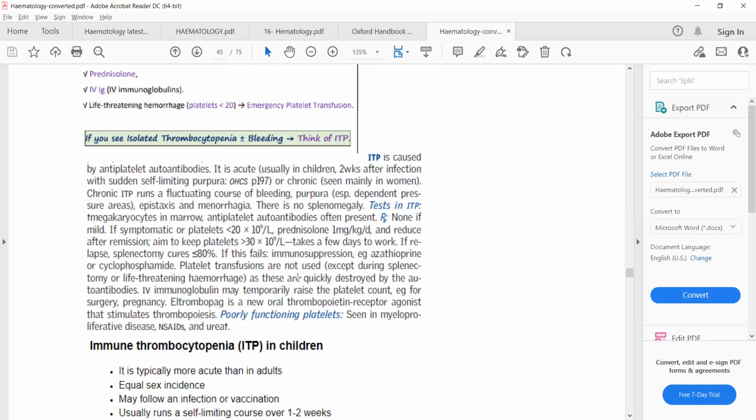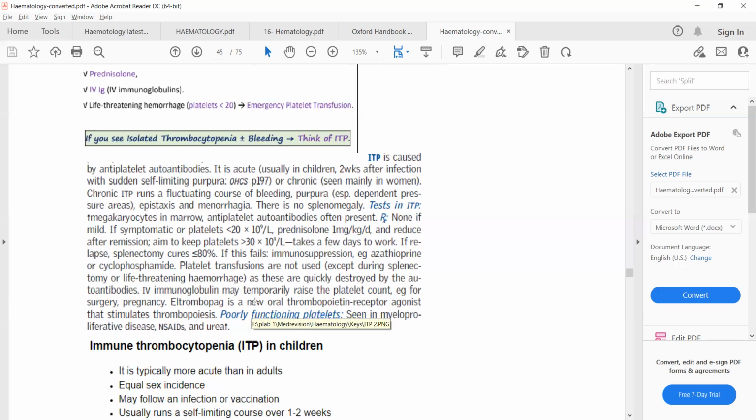Platelet transfusions are not used except if the patient needs to undergo splenectomy or if there's life-threatening hemorrhage, because these platelets will be quickly destroyed by the autoantibodies. So that's why there are only two conditions in which platelet transfusion in a patient with ITP is indicated. One is splenectomy and the second one is life-threatening hemorrhage.